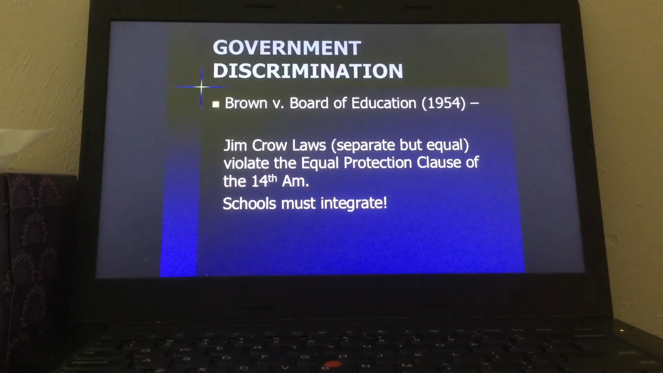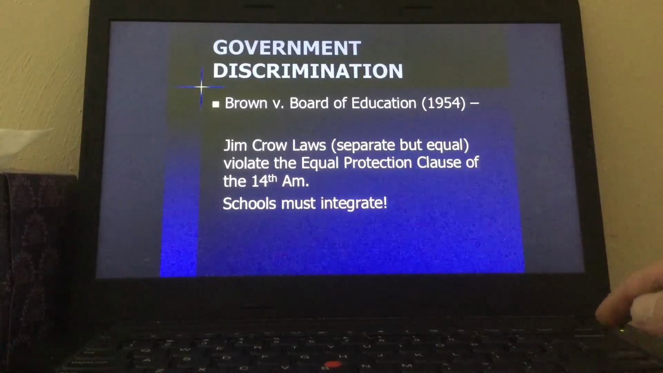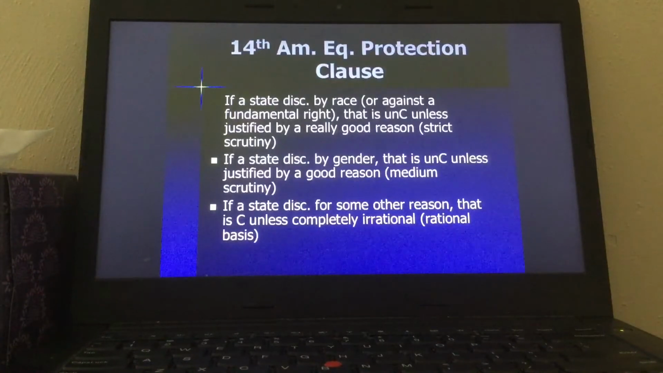So it was a big deal in ending that practice in the South, but it was also a big deal because it sort of opened up the Equal Protection Clause as something that people used whenever they felt that the government was discriminating against them. So not just on the basis of race, but on the basis of other things as well. So the court started getting all of these lawsuits from people claiming that they were discriminated against by a particular law or a government action, and that violated somehow the Equal Protection Clause.